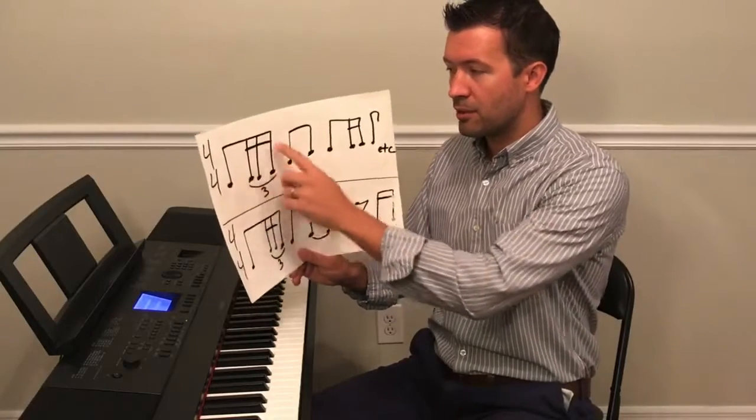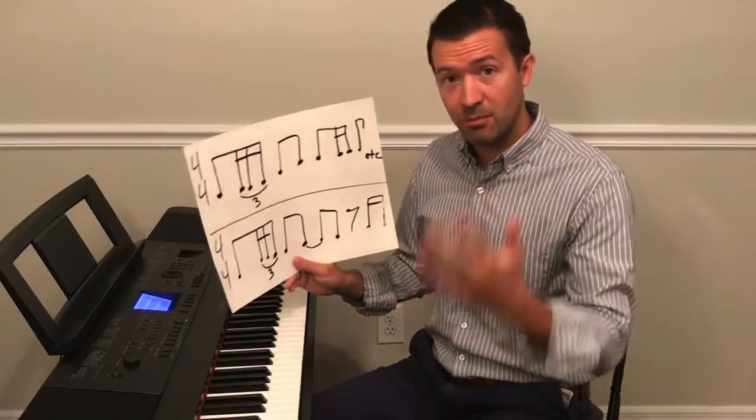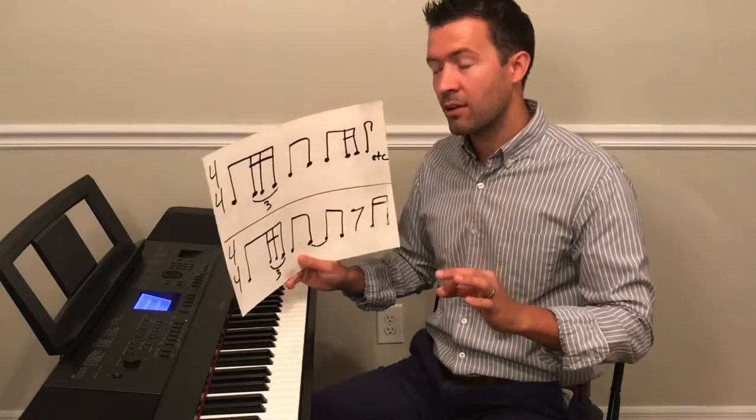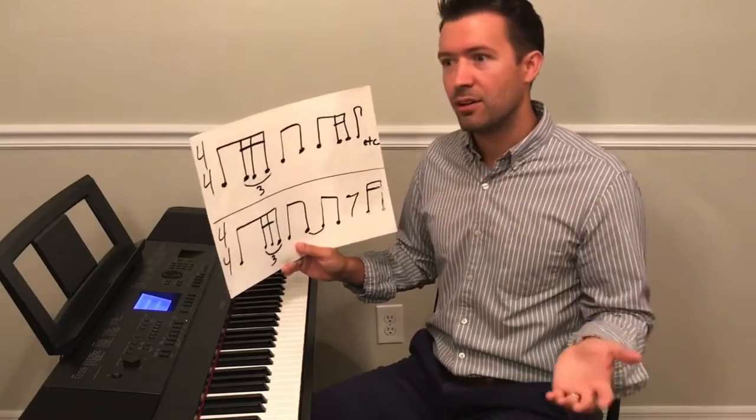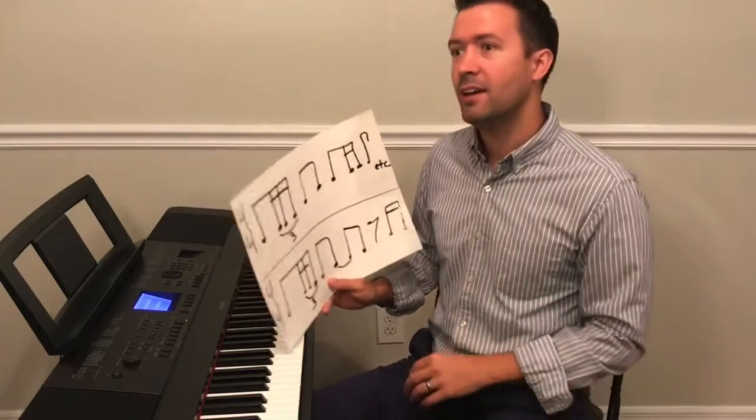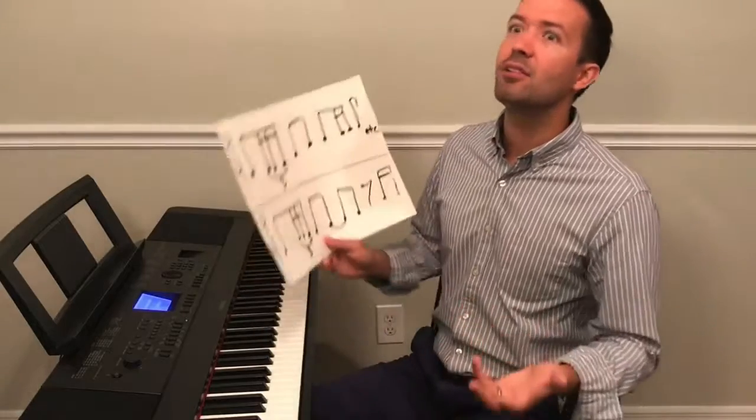But this is the triplet. This is the tricky bit that if you're not familiar with it, it looks really scary, and you think, how could I ever learn that? Especially if you're sight reading and you haven't practiced the piece, how could I ever do that correctly?